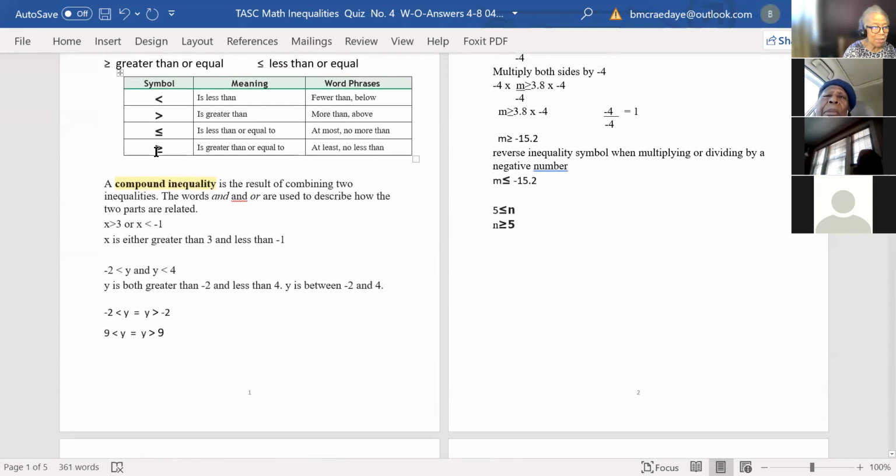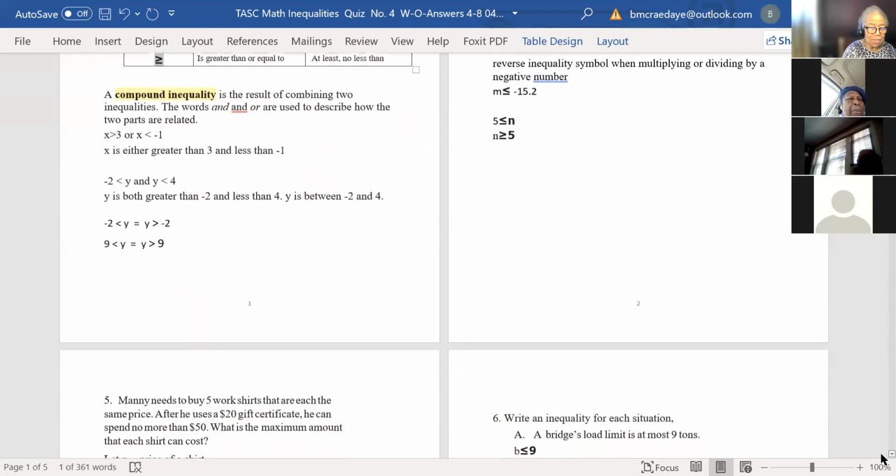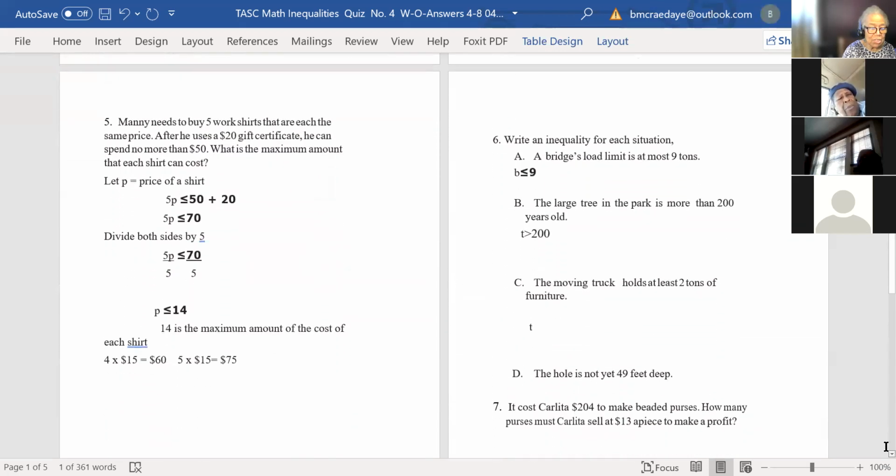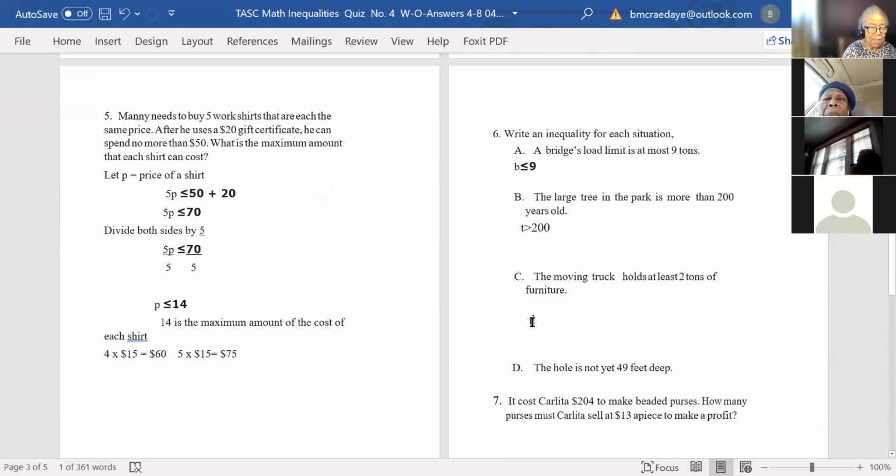So let's grab that greater than. See right there, at least or no less than means greater than or equal. So let's take that greater than or equal sign, and then we would have expressed that situation correctly. So T greater than or equal to 2. Moving truck T greater than or equal to 2. So it holds at least 2 tons.